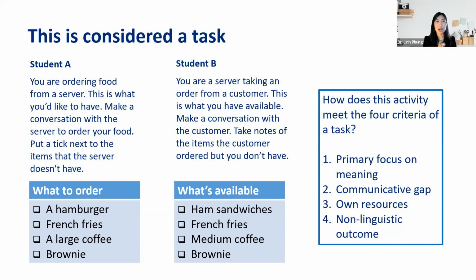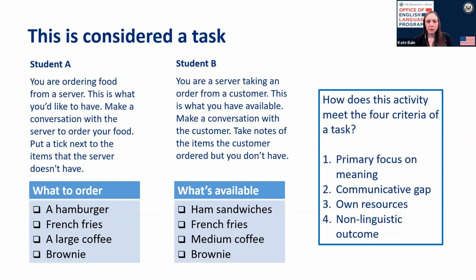So you can see again here, there's an information gap. Two students have different information. They need to communicate their ideas so that the other person can understand them. And they also need to try to understand the other person. Learners have to use their own language resources because there are no sentences provided to them to just imitate. And the non-linguistic outcome here includes the tick marks that have to be put on student A's slide and some notes that student B has to take. So this is a task. And you can tweak many activities in textbooks to turn them into tasks like this.